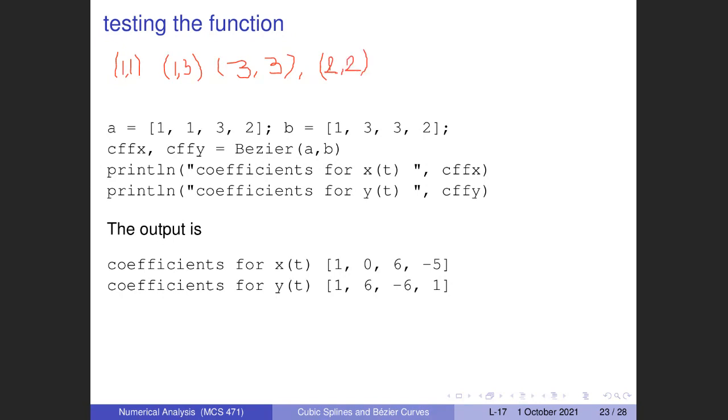So these are the 4 tuples that are given on input. The x's are now stored in the A array. So 1, 1, 3, 2 are the values for the x coordinates, and the values for the y coordinates are listed as 1, 3, 3, 2. And then we see the coefficients for the 2 cubic splines coming up. They're all exact integers.